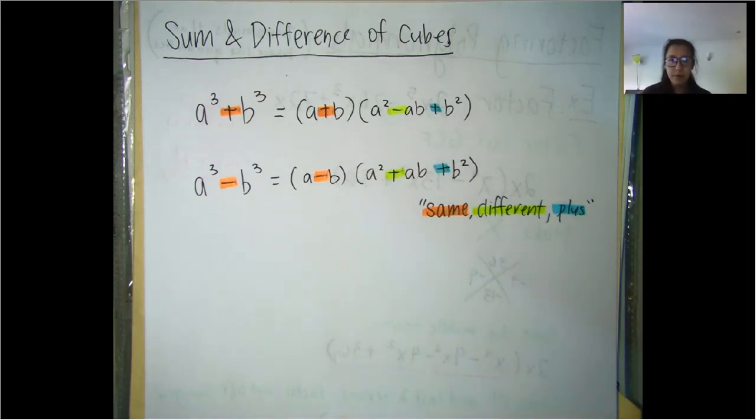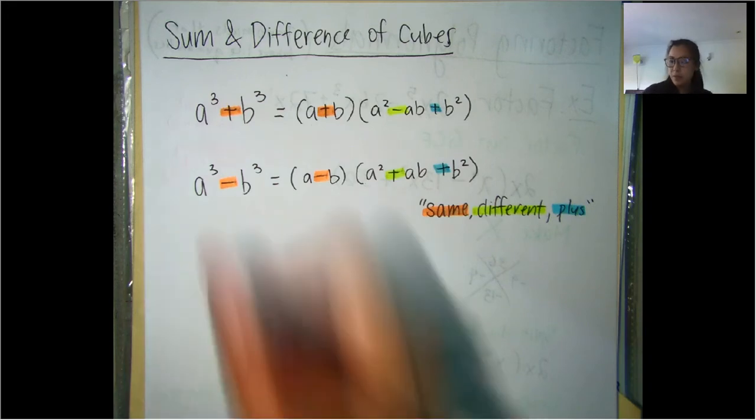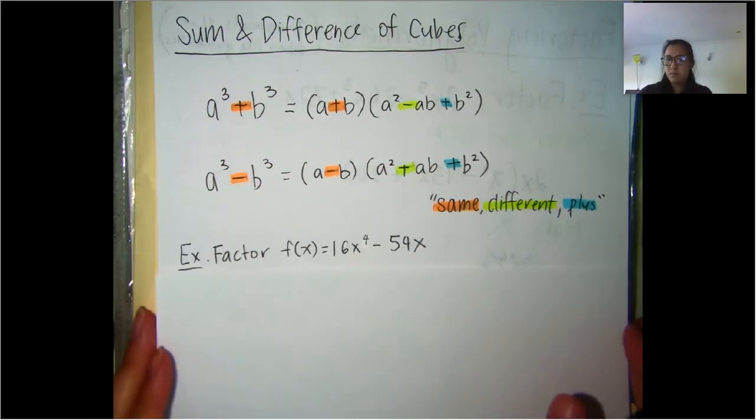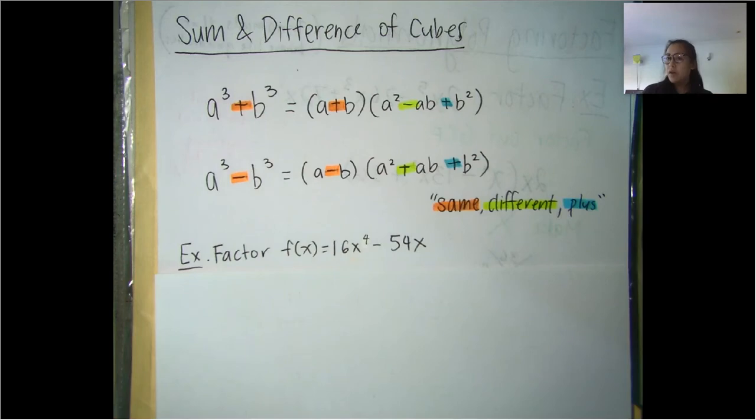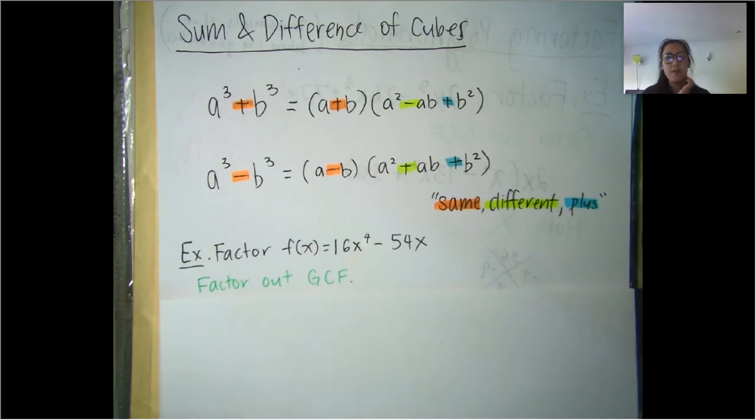All right, so I'm going to do a quick example using one of these formulas so you can see how to use it. The first example we're going to do is to factor f of x equals 16x to the fourth minus 54x. What is the first step you're going to do every time you're factoring? Well, that's factoring out the greatest common factor. Good, so we're going to factor out the greatest common factor.